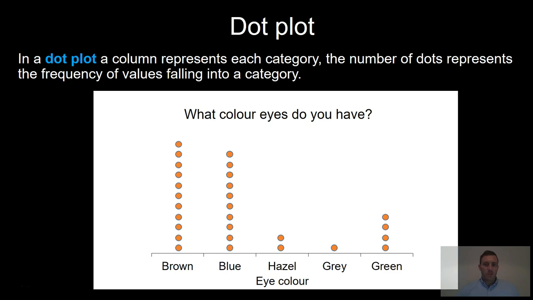Dot plots are used most often to plot frequency counts within a small number of categories. Here we only have 5 categories. We've got the colour of the eyes, and we've plotted with dots to represent how many, or the frequency of the eye colour in the survey.